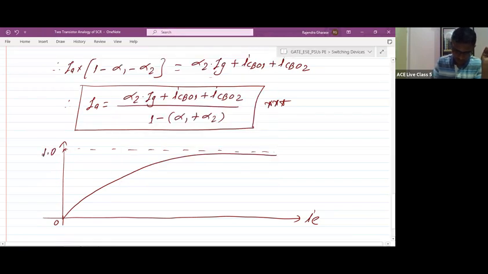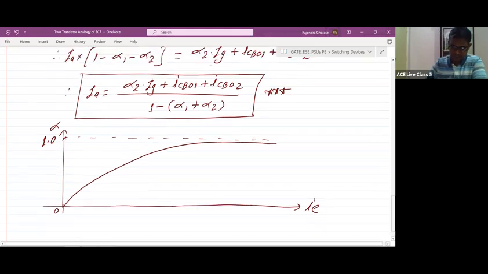This is 1.0 and this is alpha. So what this plot indicates: as value of IE increases, value of alpha also increases. This is the meaning of this plot. More the IE, more will be the alpha. Now, with the help of this plot and the expression we have derived, we are going to discuss how the current flowing through the SCR increases from leakage current to a high value by circulation of small gate current.